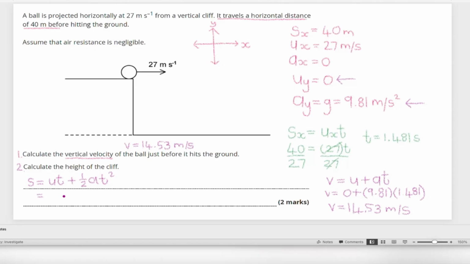Now we know that the initial velocity is equal to 0. Anything times 0 is 0, so we don't have to substitute the value for t in this first part. Okay, and then what is the acceleration? The acceleration is going to be 9.81. What is the time? The time is going to be 1.481, and we have to square that. Now, if you punch this into your calculator, you will get a value of 10.758 meters.